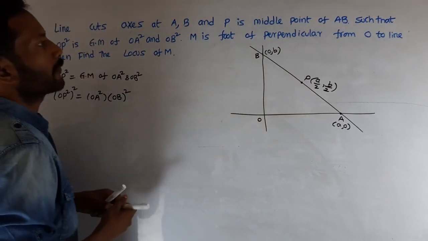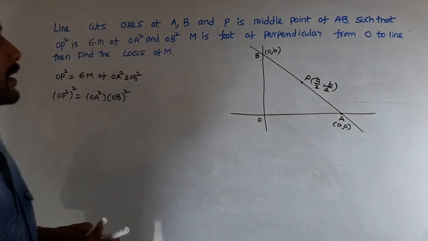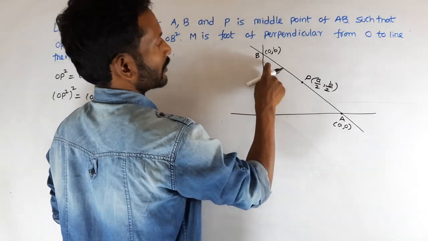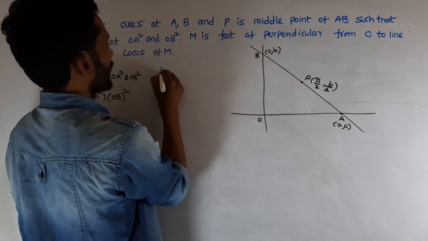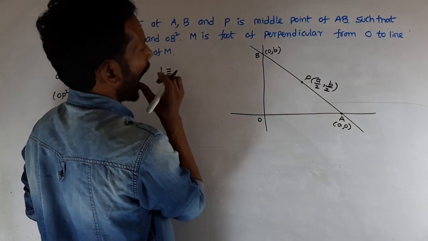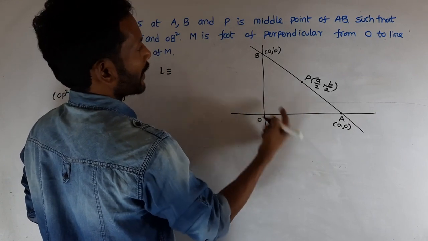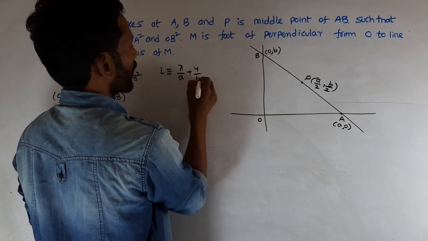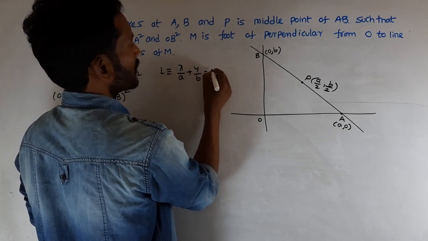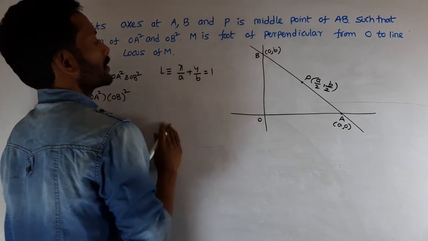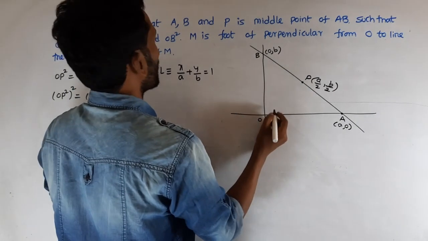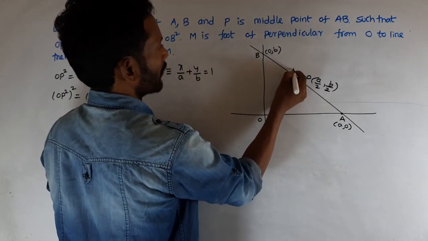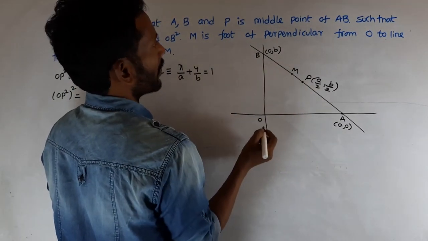Next, M is the foot of perpendicular from O to the line. So this is the line equation. What is the line equation? X by A plus Y by B equals 1. This is the line equation. So M is the foot of perpendicular from O.